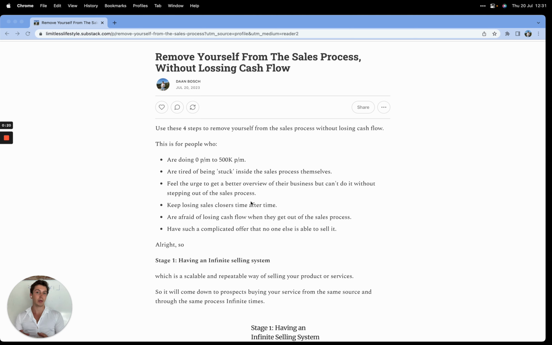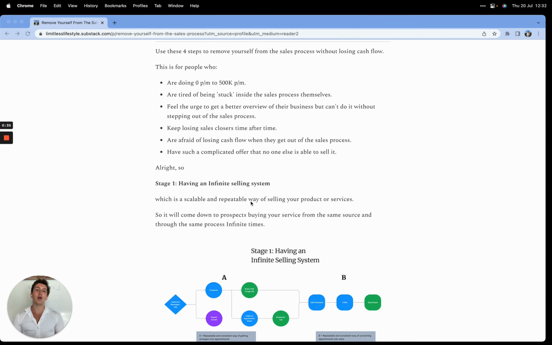first of all for people that are doing between 0 and 500k per month. People that are tired of being stuck inside of the sales process themselves, or feel like they need a better overview of their business but can't do it without stepping out of the sales process. If you are afraid of losing your cash flow when you step out of the sales process, or if you tried building a sales team or putting closers in the right place, but you keep losing them.